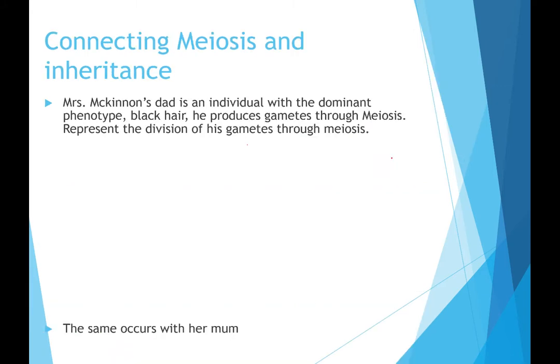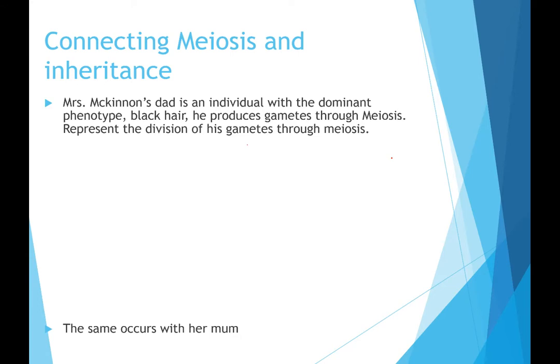All right, so before we talk about any inheritance, I want you to have a go at doing this, okay? So Mrs. McKinnon's dad is an individual with the dominant phenotype. He has black hair, all right, okay? He produces gametes through meiosis, and we want to represent the division of his gametes through meiosis, okay?